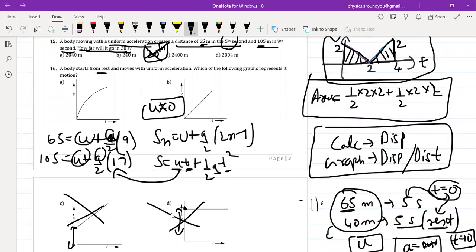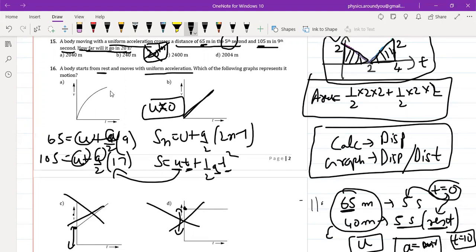But they're starting it from rest. So either it is A or B. Then uniform acceleration, we have done this n times. Uniform acceleration means the graph will be a straight line. What graph? VT graph. So it shall be this.